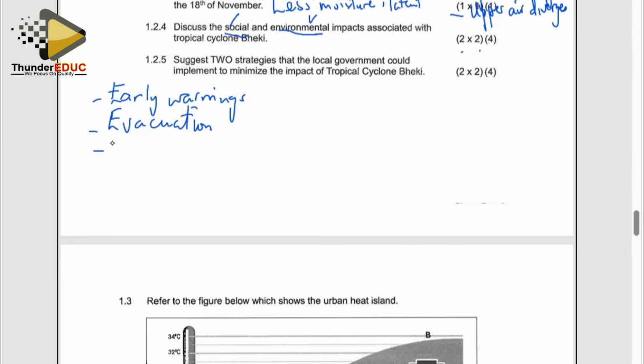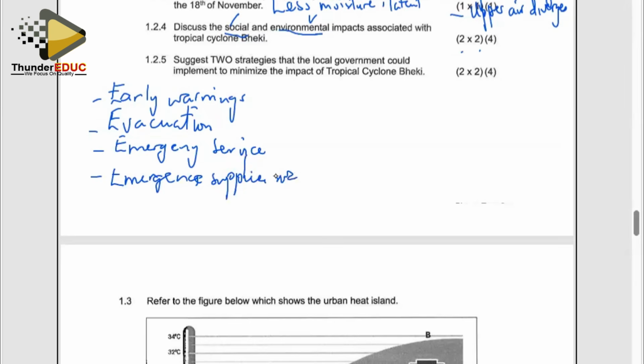And also you must have aspects like emergency services must be in place. For example, ambulances must always be in place so that you can assist people who are affected. And also you can talk of emergency supplies. Supplies, for example, of water, they must be in place, or food. They must be put in place.